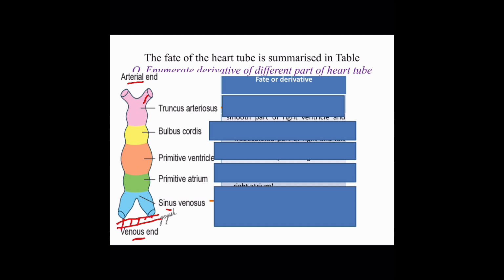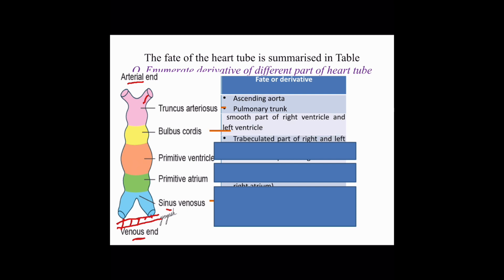So what are the derivatives? First, the truncus arteriosus, we discussed that it will form the conducting part. So it will form the ascending aorta and the pulmonary trunk. The bulbus cordis will form the smooth part of the right ventricle and the left ventricle, and the trabeculated part from the primitive ventricle.